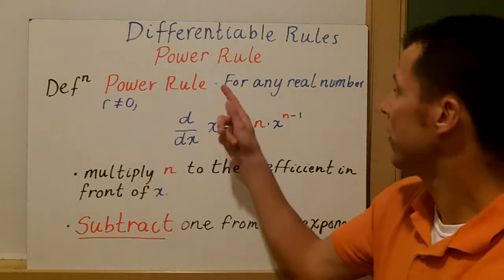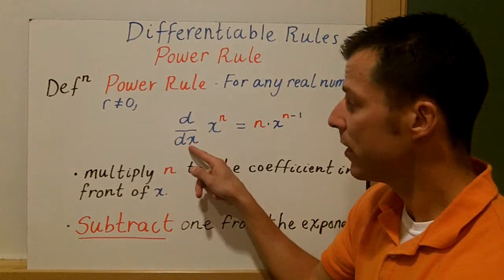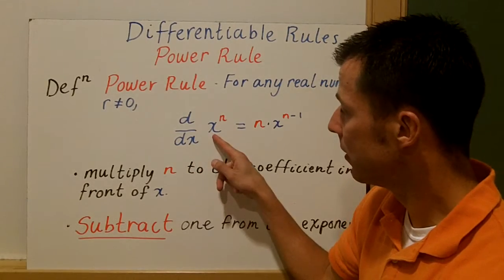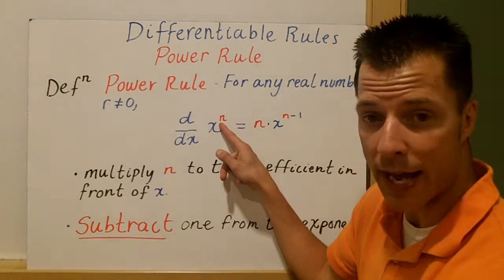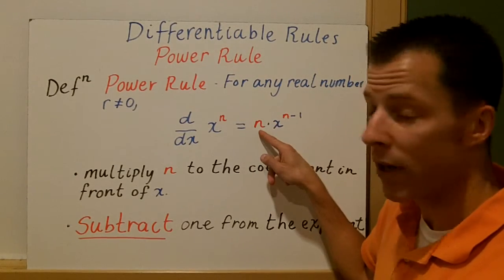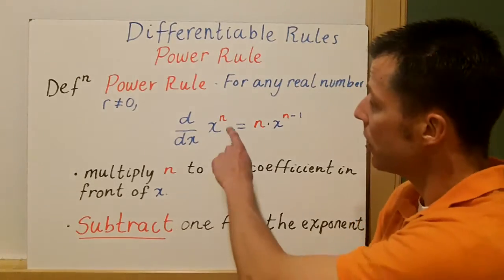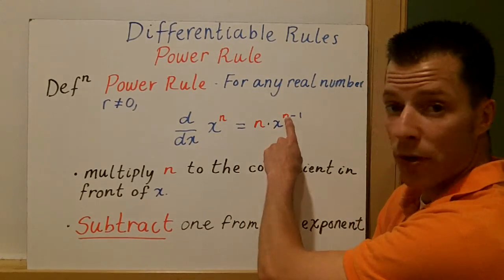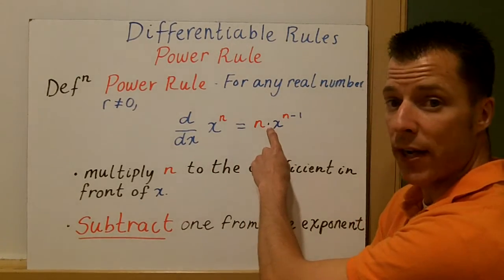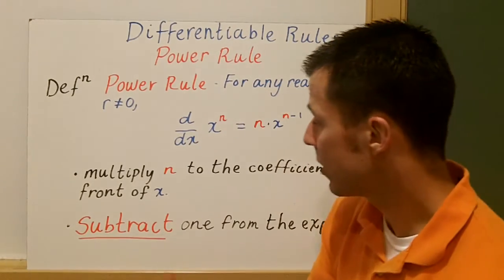Now, the power rule says for any real number r, the derivative with respect to x of x raised to some power n is this. The n gets multiplied out front and we subtract 1 off the power. That's called the power rule. So notice how the exponent gets multiplied to whatever's out front, and then you have to subtract off 1 from the exponent. So that is our power rule.